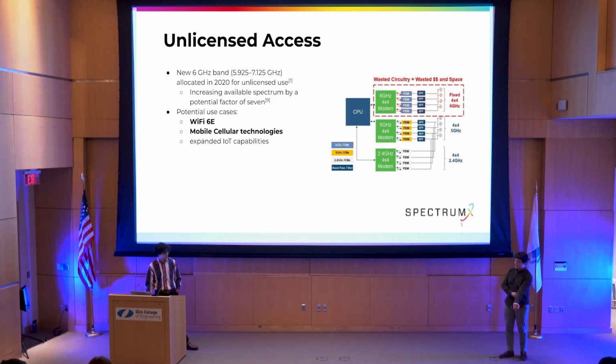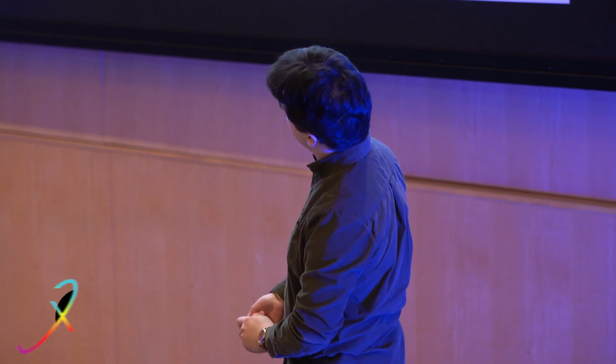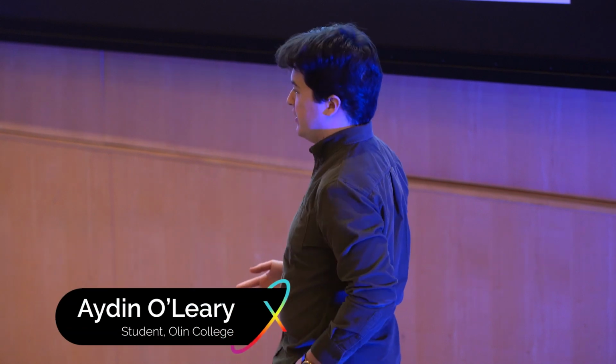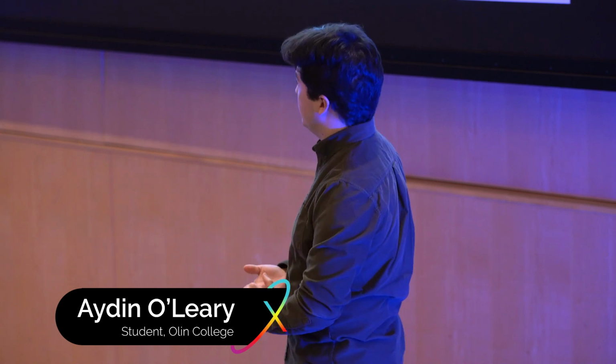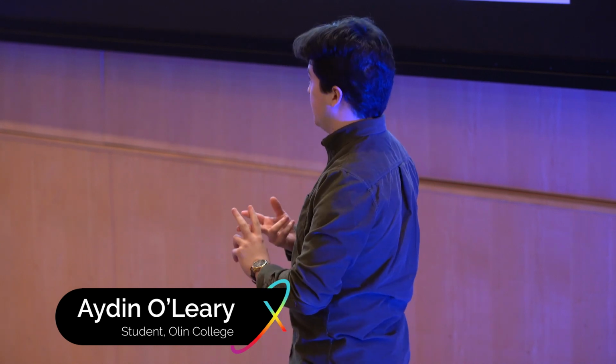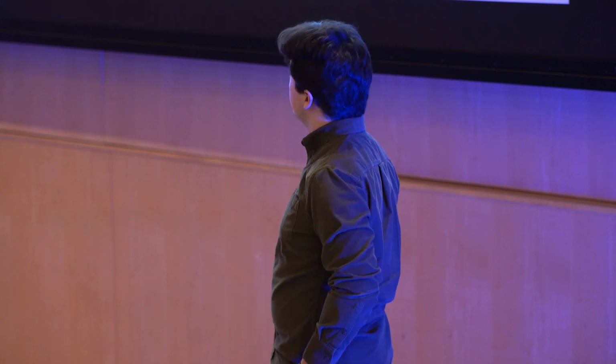Yeah, so unlicensed access is spectrum designated as unlicensed or sort of free use by the FCC. Specifically, in the context of this presentation, we're talking about the new 6 gigahertz band, more specifically 5.925 to 7.125 gigahertz, allocated in 2020 by the FCC. This increases available spectrum for unlicensed access by a potential factor of 7. Potential use cases, and the two we're going to be focusing on here majorly, are Wi-Fi 6E and mobile cellular technologies, as well as some additional IoT capabilities.